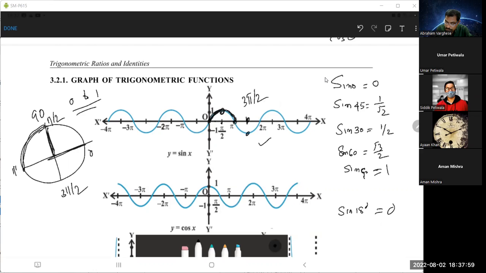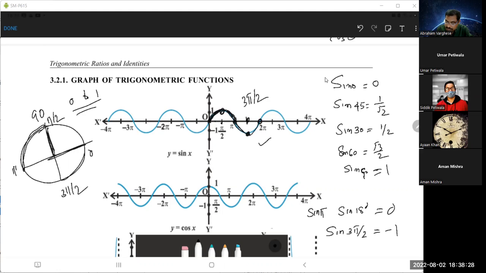Sine 3 pi by 2, the value will be equal to minus 1. So sine 180, sine pi, the value will be 0. And sine 3 pi by 2, the value will be equal to minus 1. Again, the value decreases and reaches the point minus 1. Again, from 3 pi by 2 to 2 pi, it increases and reaches the point 0.